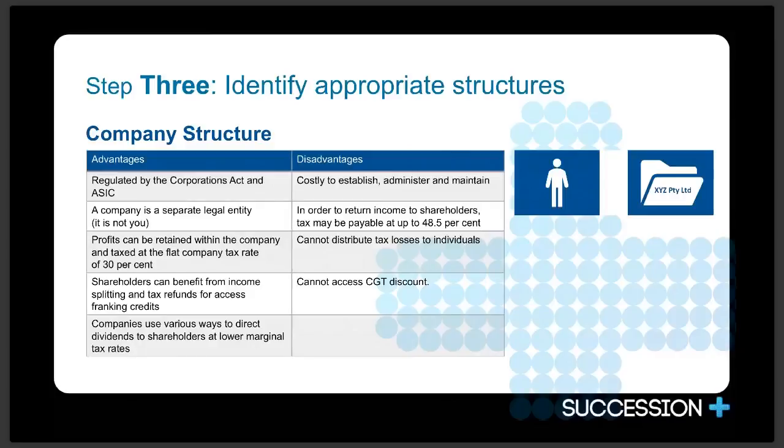One of the biggest disadvantages you'll see on that slide there, cannot access the CGT discount. So if you buy an appreciating asset in a company and sell it, as an individual, if you hold it for 12 months, you get that 50% discount. If you're a small business, there's some other concessions. The company itself can't access those, so you do lose some of that benefit.